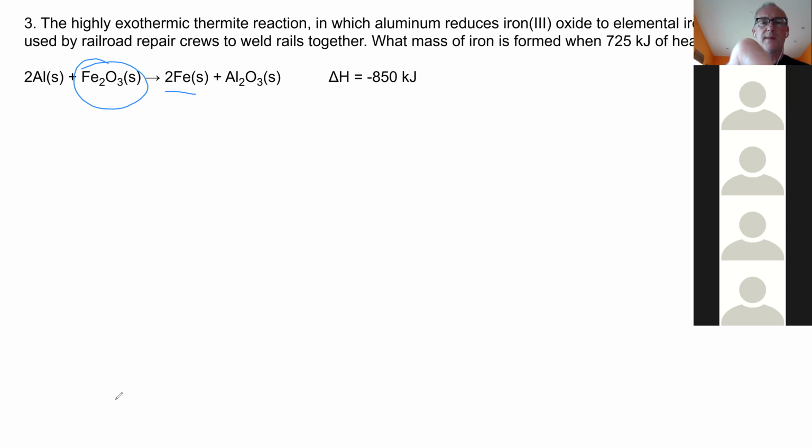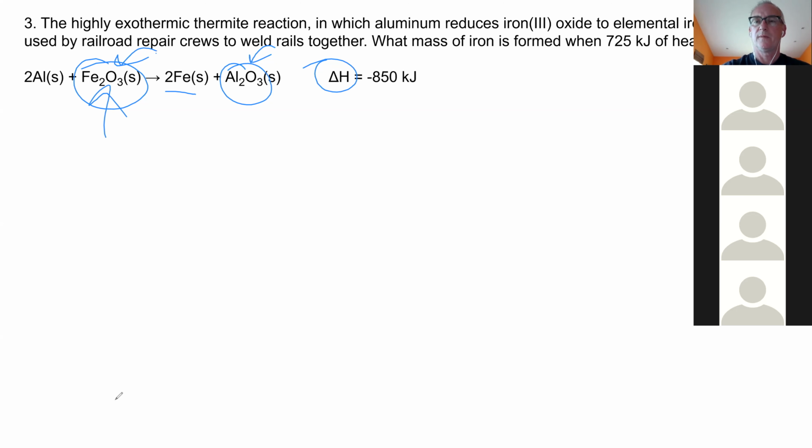So remember, when you have delta H, it's per mole of this reaction. So what we're looking for basically is either per mole of iron oxide or per mole of aluminum oxide. That's what we're looking for. So delta H basically equals, this is how much heat is released when 1 mole of iron oxide gets reduced from iron oxide to iron.